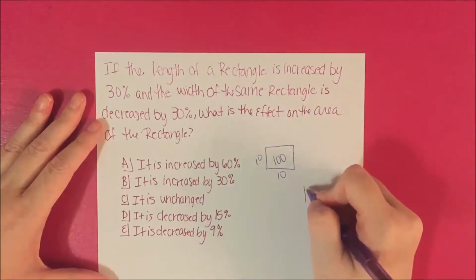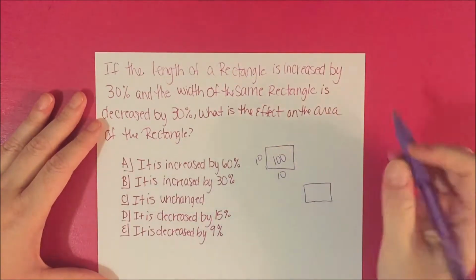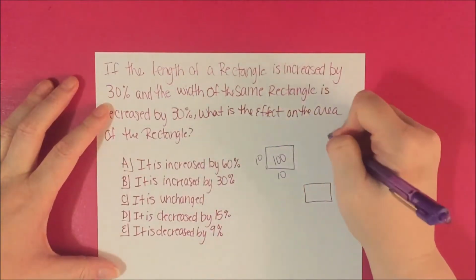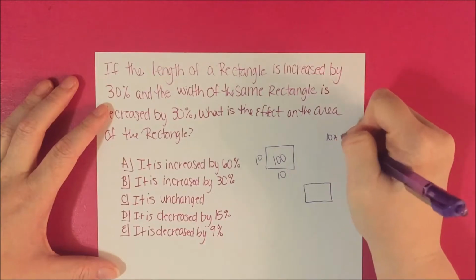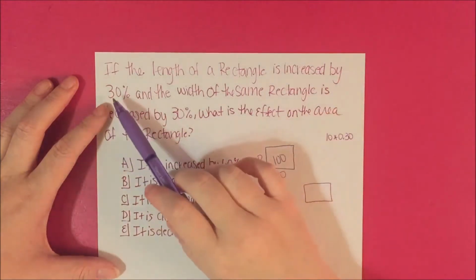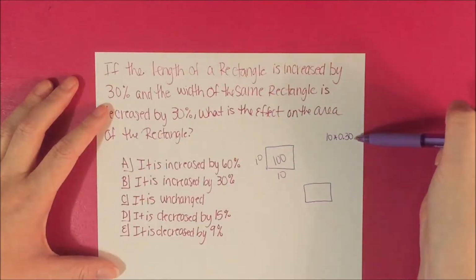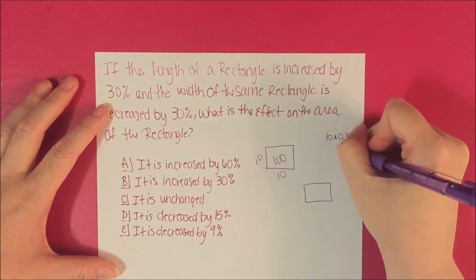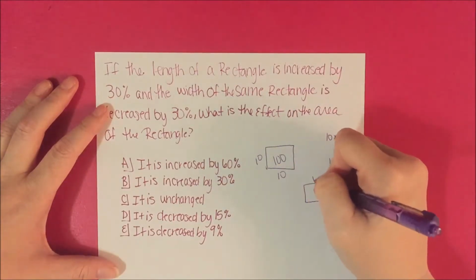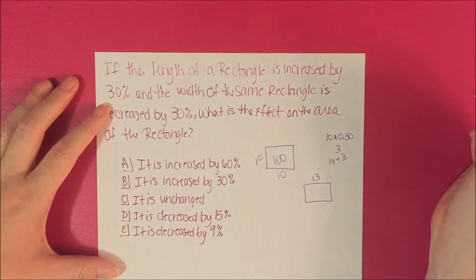So our new rectangle is we're going to take the length and increase it by 30%. What you would do is take 10 and multiply it by 0.30, because what I'm doing is taking 30% to change it into a decimal, and what that will get me is 3. So 10 plus 3 gets me my length is now 13.